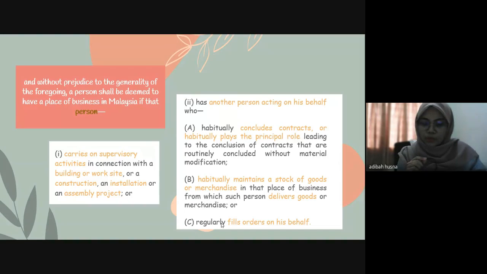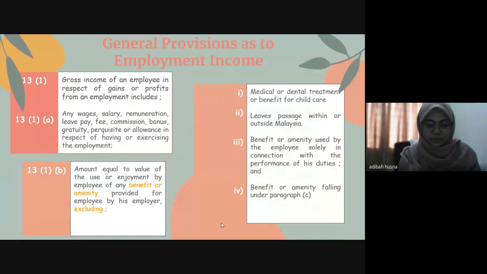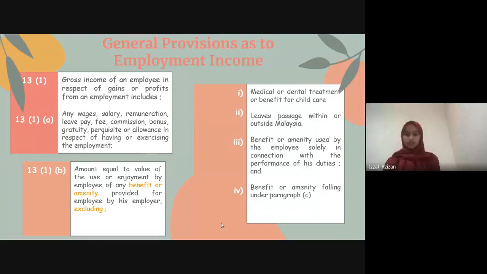Next, I will pass to Izati Azizan. So I will proceed to the next subtopic, which is general provision as to employment income.